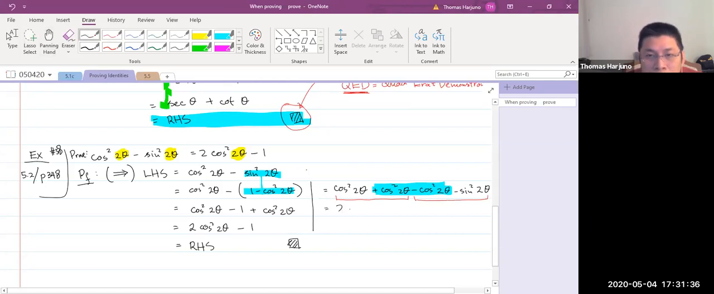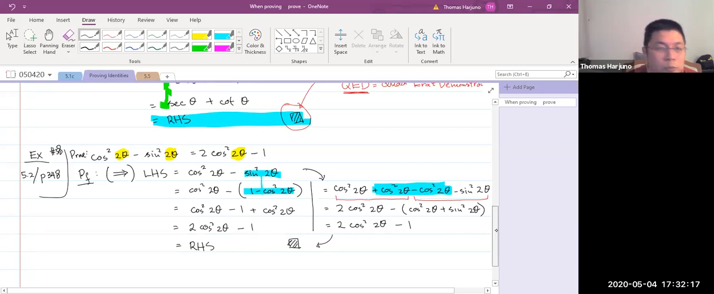So I get 2 cosine squared 2 theta minus cosine squared 2 theta plus sine squared 2 theta. I basically factor the negative out, so I get 2 cosine squared 2 theta minus 1. Okay, so you see that proofing is not unique. My first line and my last line are the same, but my body of the proof may be very different. Okay, different ways to do that though. Now that's for number 58.